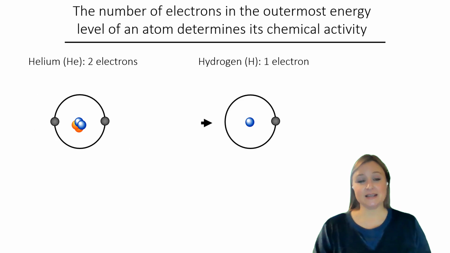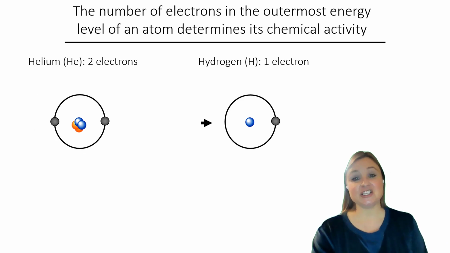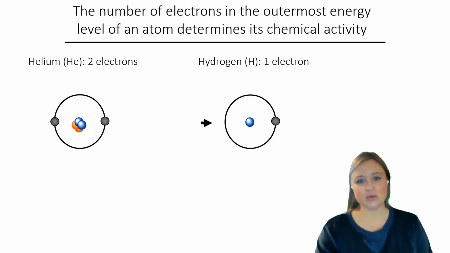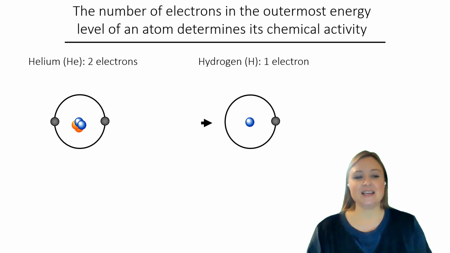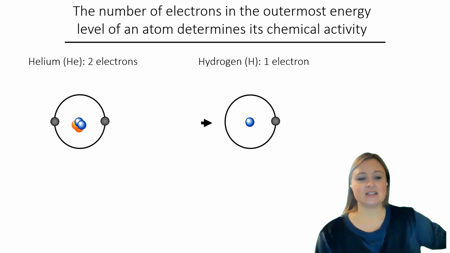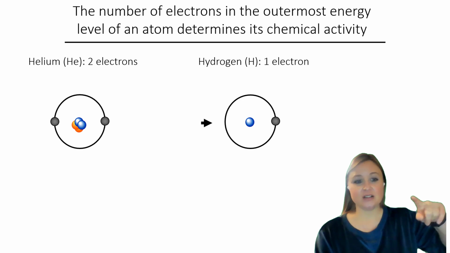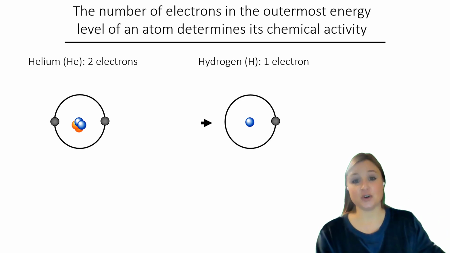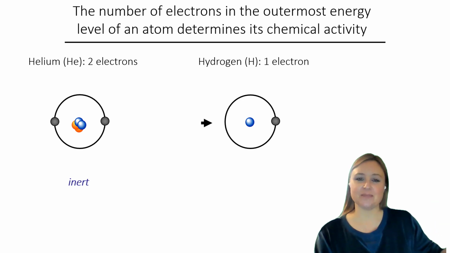Now here is helium on the left, which is abbreviated He, and hydrogen on the right, which is abbreviated H. Helium has 2 electrons. So it has the first shell, 2 electrons in it, it is full. Okay, so helium is inert. It doesn't react very well because it has a full outer shell.